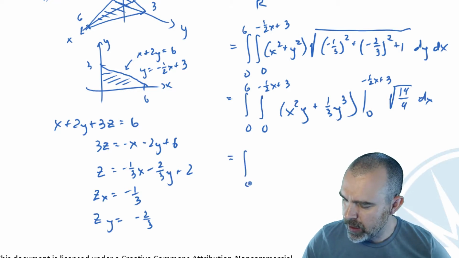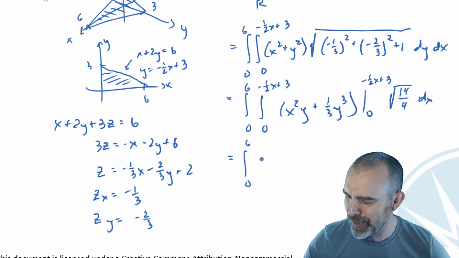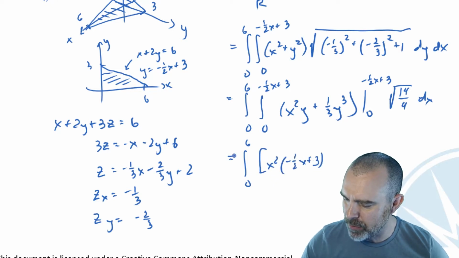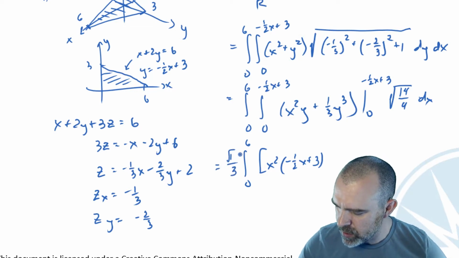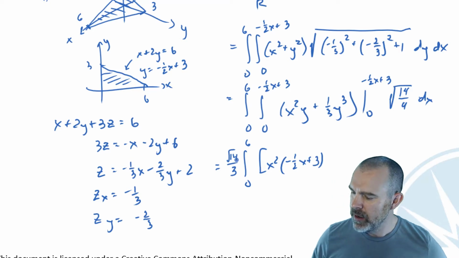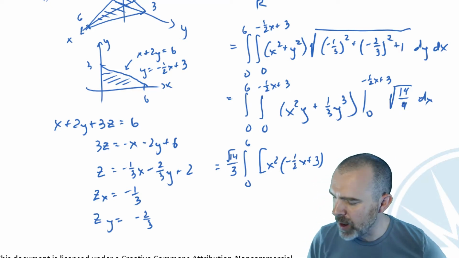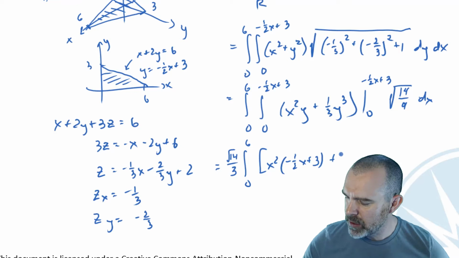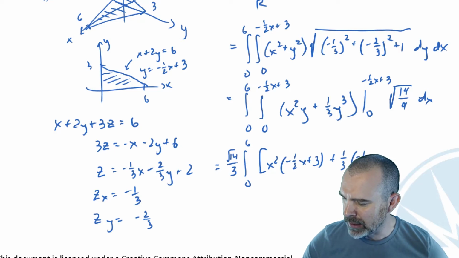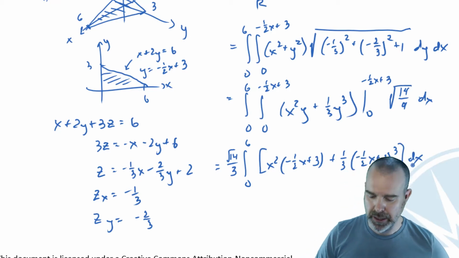Oh boy. I think I might skip all of this work. Don't really want to do all of this. It would be, let's see, x squared times negative 1/2 x plus 3. I guess I could put that square root of 14/3 out in front. That was 14/9, right? Yep, plus 1/3 times negative 1/2 x plus 3 cubed dx. I don't really want to do that.